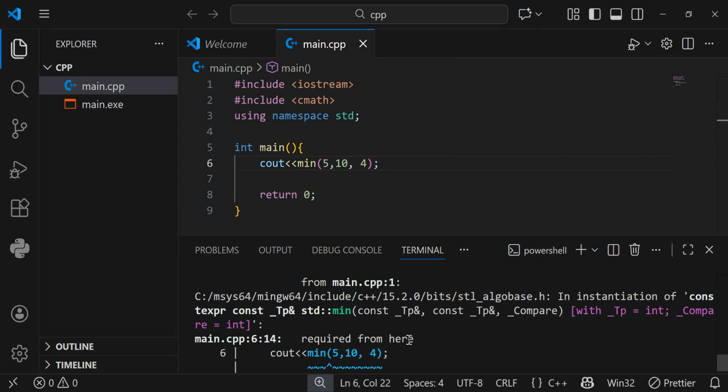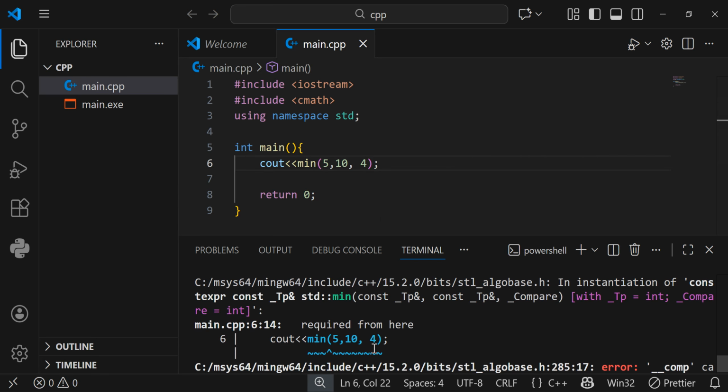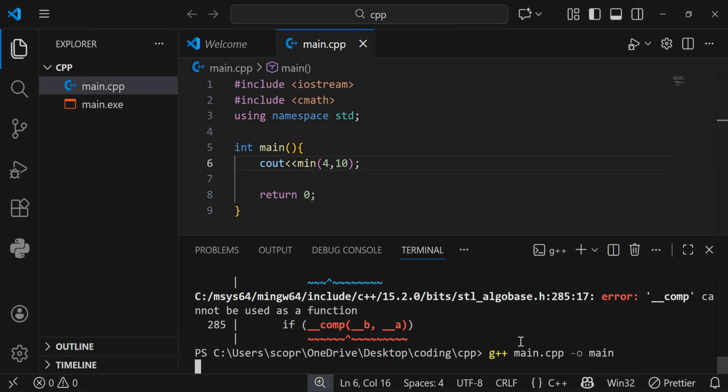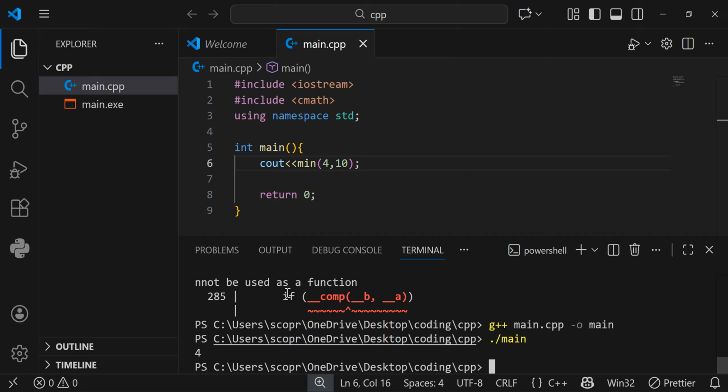As you can see here, we're getting an error, required from here. Here it says it cannot be used as a function. So we should provide 2 arguments, or you can call them parameters, like that. We try to save and we go down in our terminal. We try to compile. After compiling, we try to run. As you can see, we get 4.